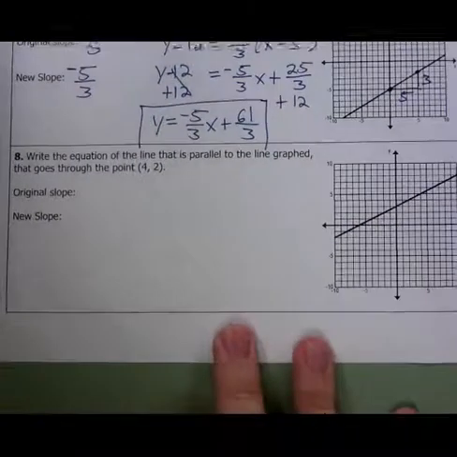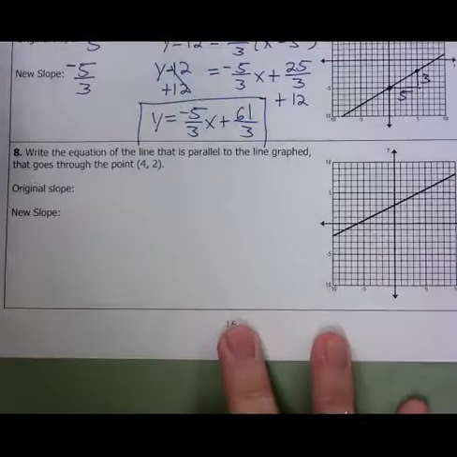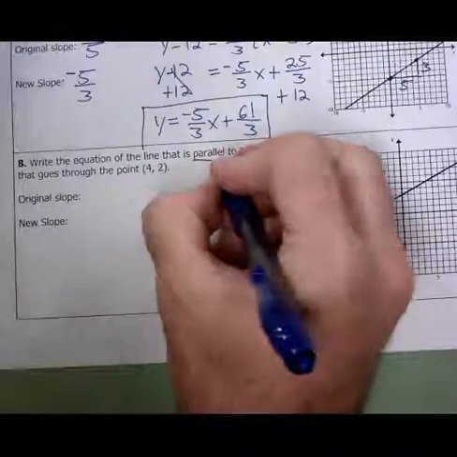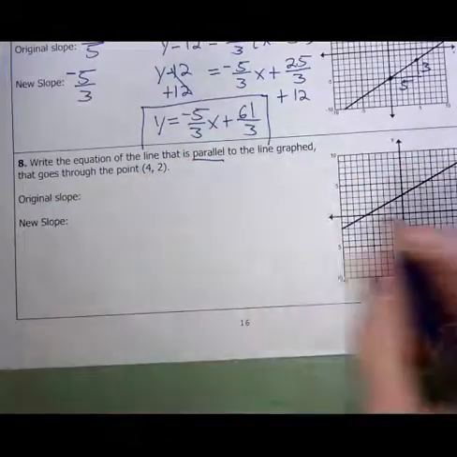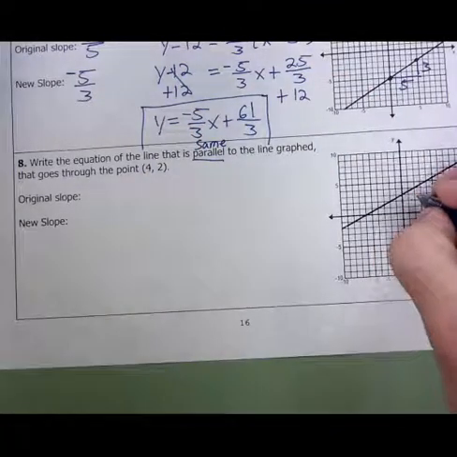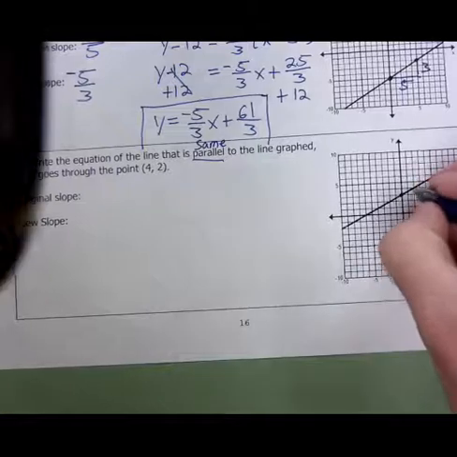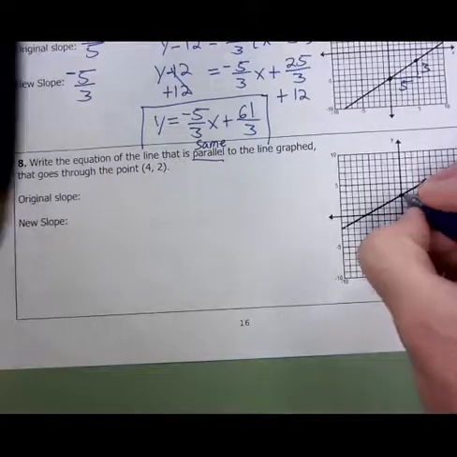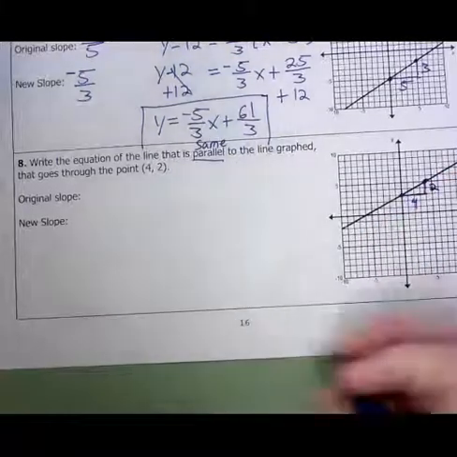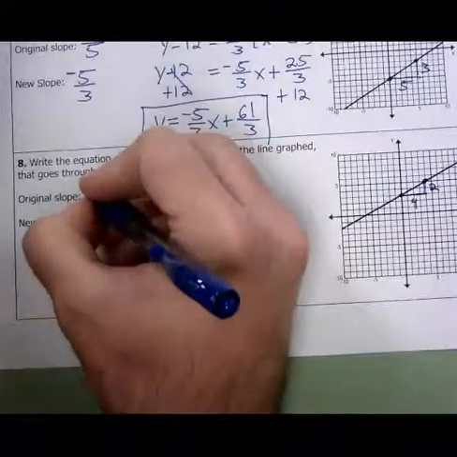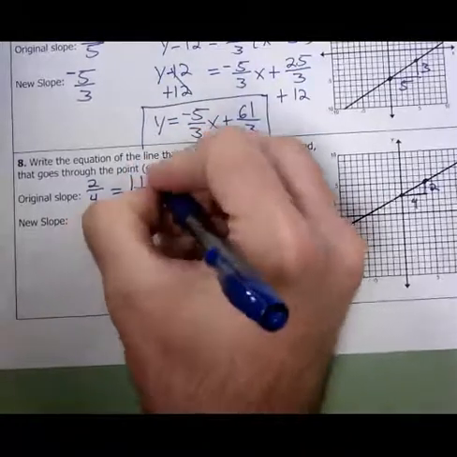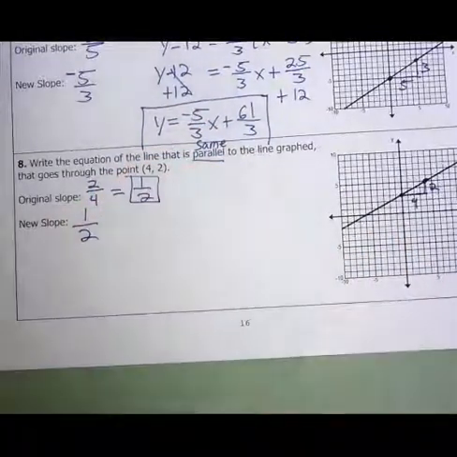And finally, the last one here. Okay, so our original slope, we want to know a line that's parallel to this line and goes through the point 4, 2. Parallel, of course, means same. All right, so our slope here is, there's a point. There's another perfect point. So we go over 1, 2, 3, 4, up 2. So our original slope was 2 over 4, which we all know reduces to 1/2. All right, since it's parallel, our new slope is also 1/2.